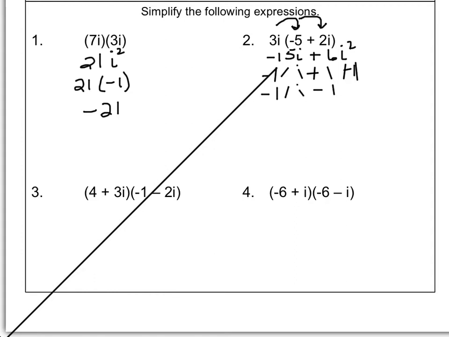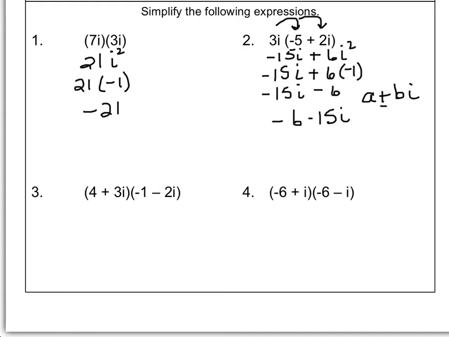Now, we never want to leave it with the imaginary term first. The real number always comes first. Remember, it's a plus or minus b times i. So the real term always comes first, and I'm going to switch these around and make this -6 minus 15i. Some may ask, is this a big deal? Absolutely. If you leave your answer in this form, that's going to be wrong. You've got to flip them. The real number always comes first. So there's an example of the distributive property.